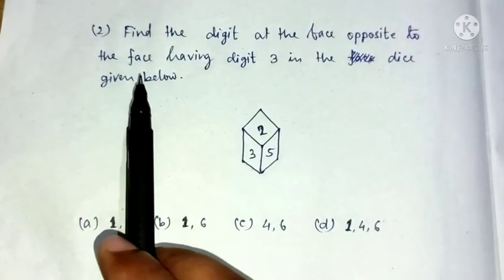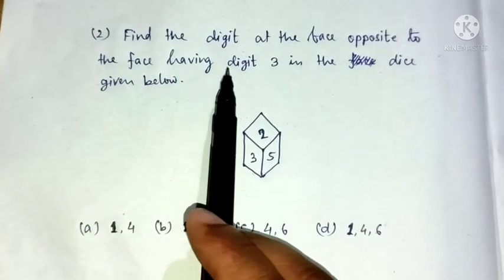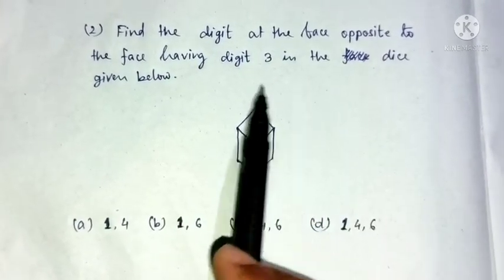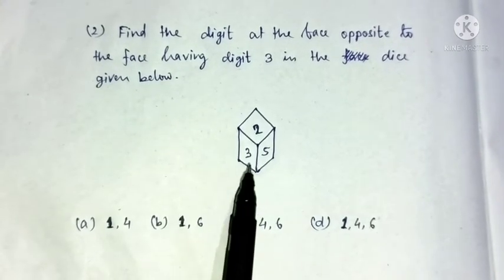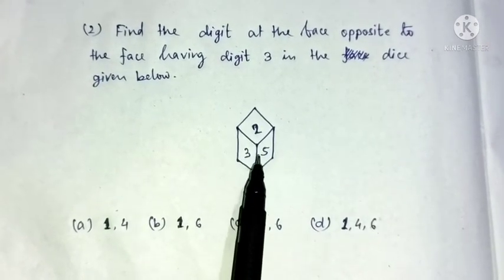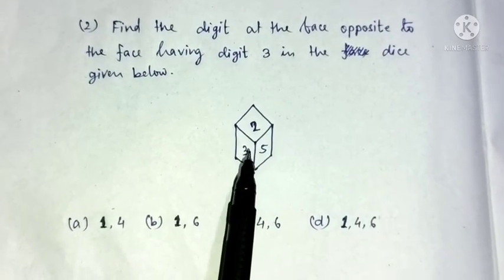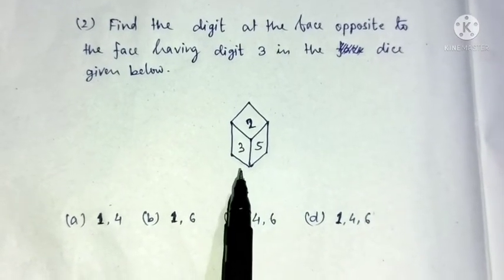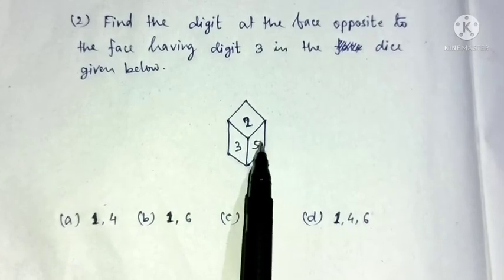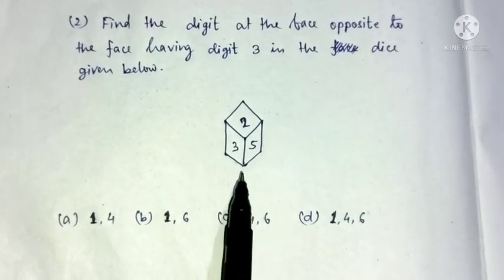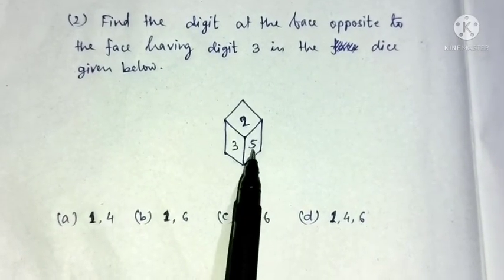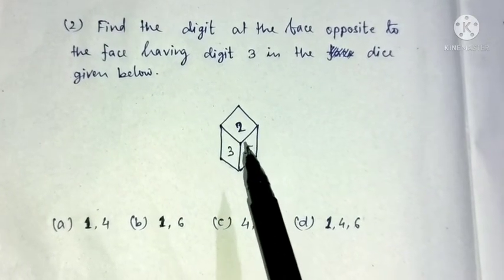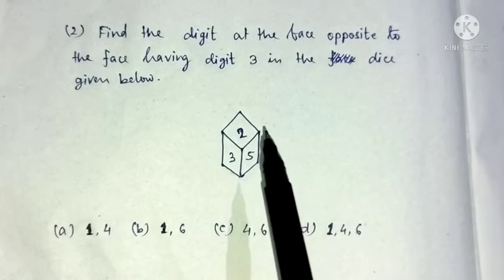Now let us do question number 2. Find the digit at the face opposite to the face having digit 3 in the dice given below. So in this case only one dice is given, and we have to check whether the dice is standard dice or non-standard, that means general dice. So here we have to see these adjacent faces 2 and 5, these are adjacent, and addition of these 2 and 5 is equal to 7. That is why obviously it is not a standard dice, it's a general dice.